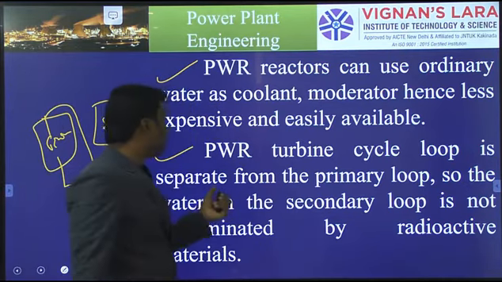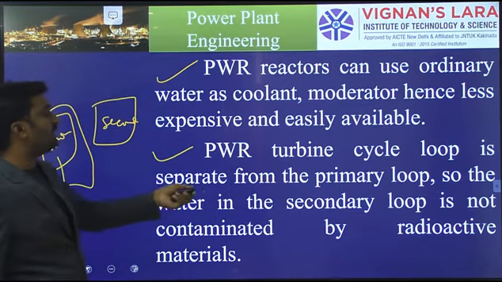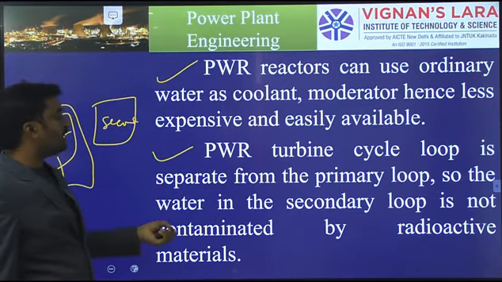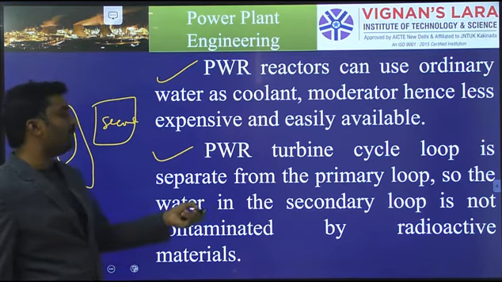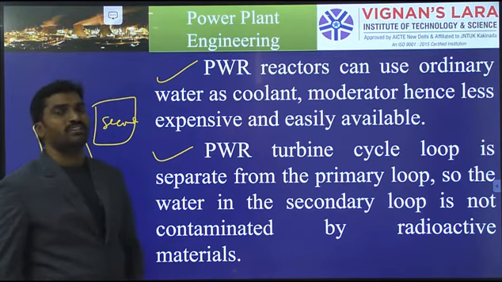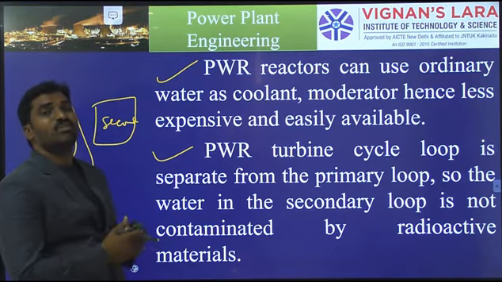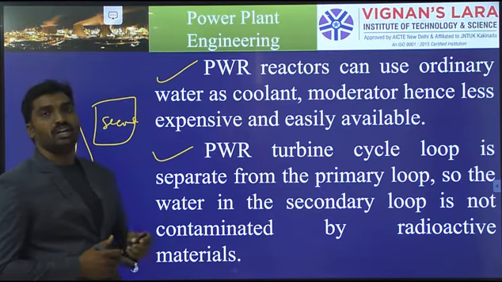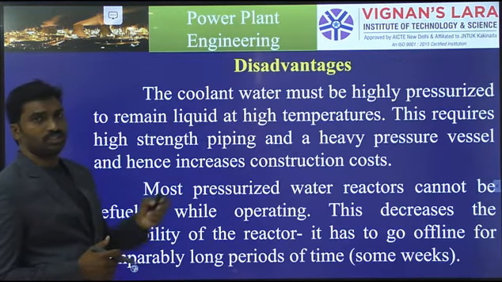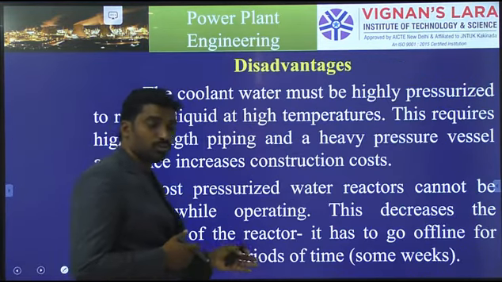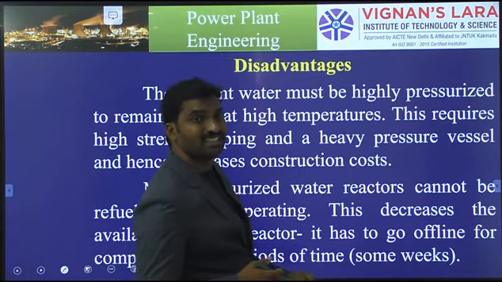So the PWR turbine cycle loop is separated from the primary loop, so the water in the secondary loop is not contaminated by radioactive materials. These are the best advantages of PWR reactors. And coming to the disadvantages, here also we found some disadvantages.